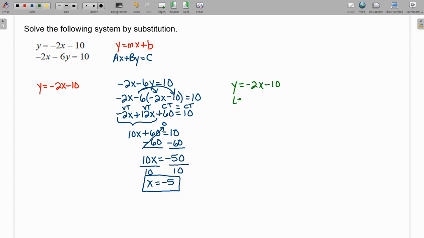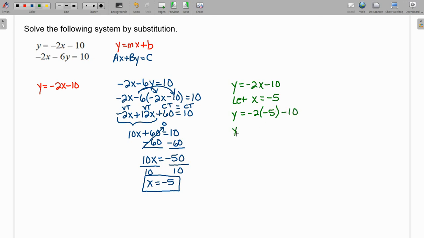So y equals negative 2x minus 10. Then what I'm going to do is say let x equal negative 5, what I found it to be previously. So I'm just going to go through this equation and replace my x with negative 5. That gives me y equals negative 2 times the quantity negative 5 minus 10.